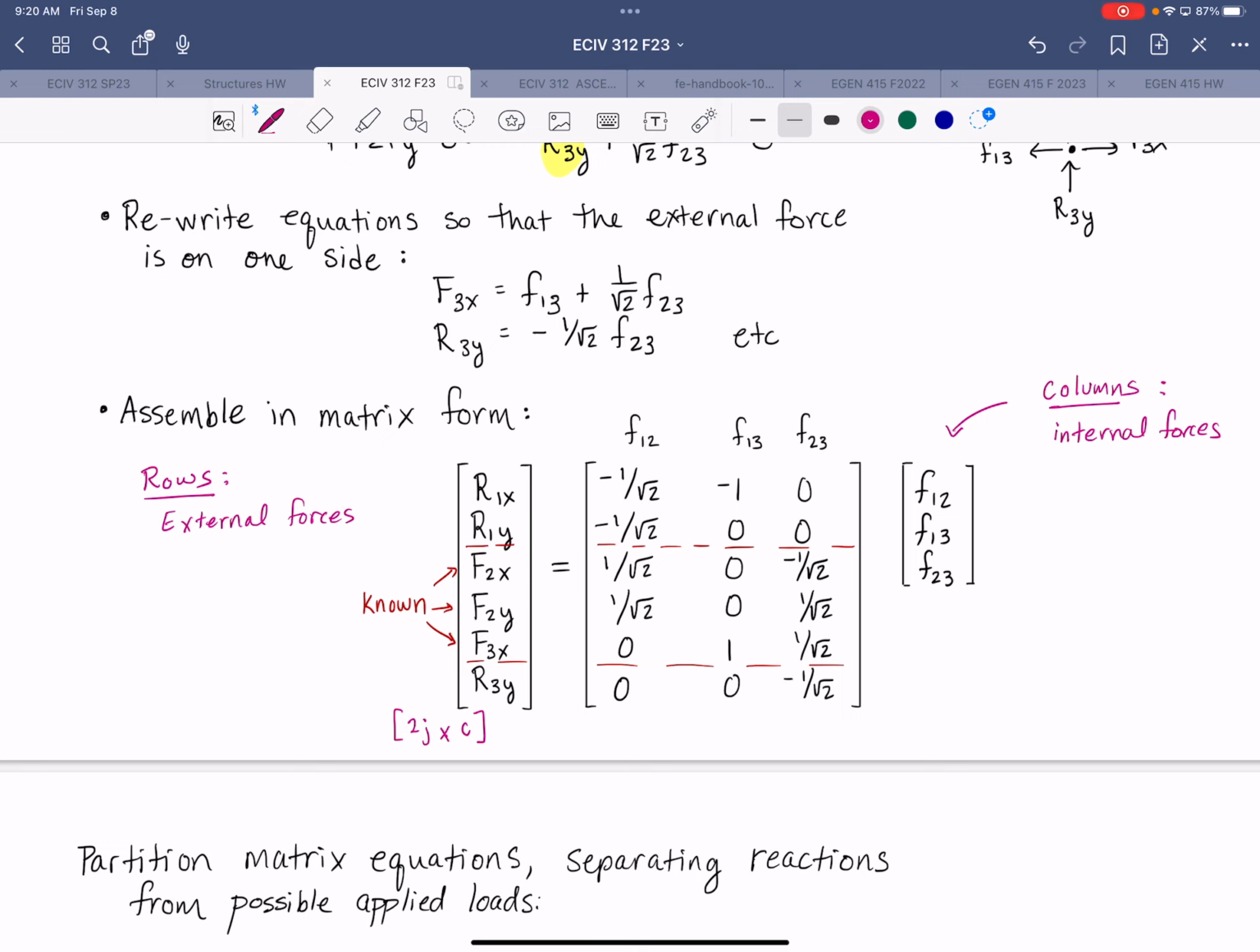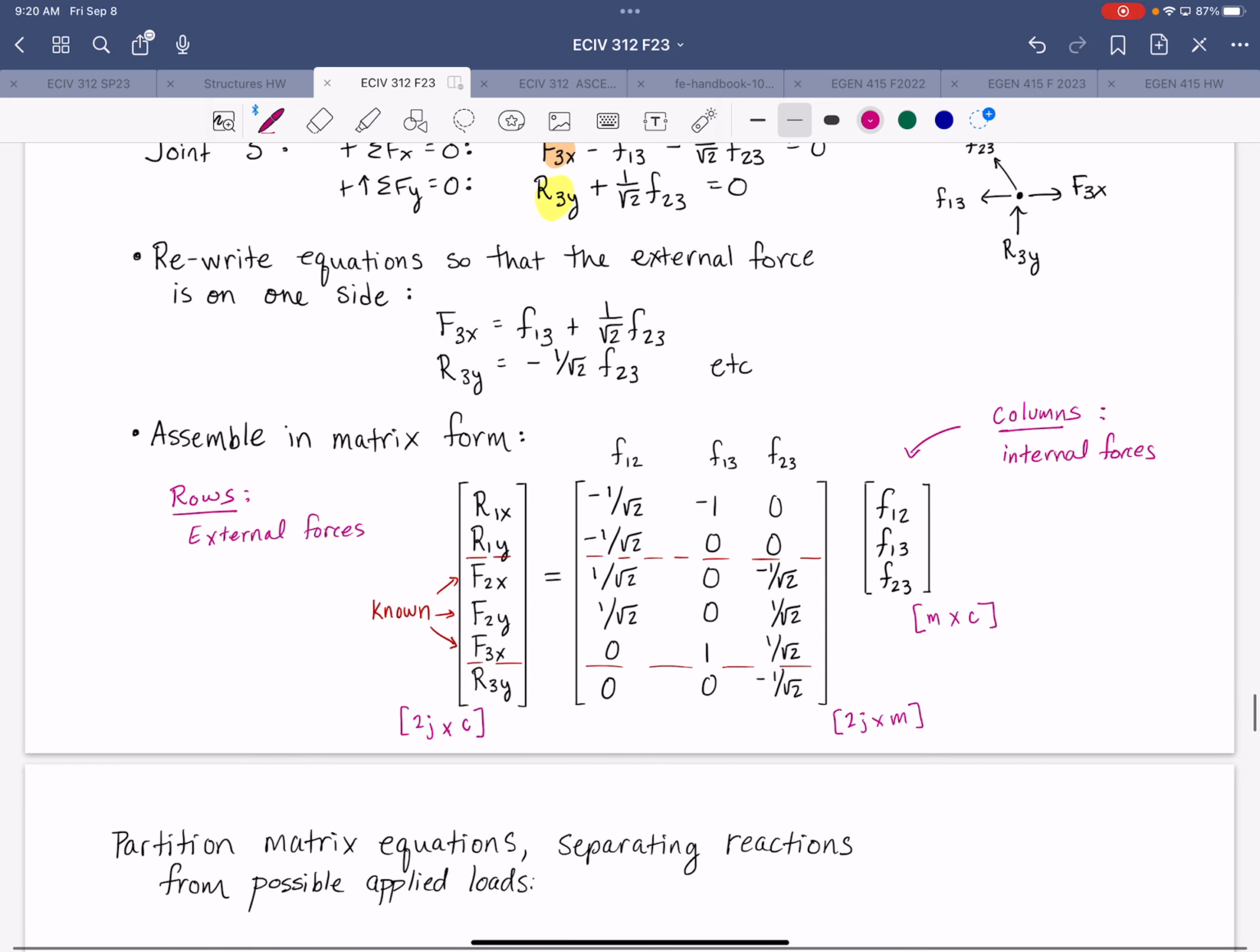All right. So all of these internal forces are unknown in our solution. The size of the coefficient matrix here is 2J rows and M columns, right? M being the number of members. The size of the column vector is M rows and C columns. All right, C being, again, the number of load cases. So this is just the initial setup.